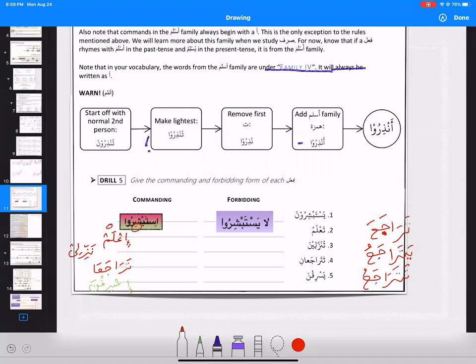Assalamu alaikum. I have a question. Go ahead, sister. How does it work with this example, la tahzani? How is it working here? This ta, is that why it is not dropped? Because in forbidding, the ta does not get dropped. Okay, okay. It's just commanding. Yeah. Ta drops only in commanding, not in forbidding.